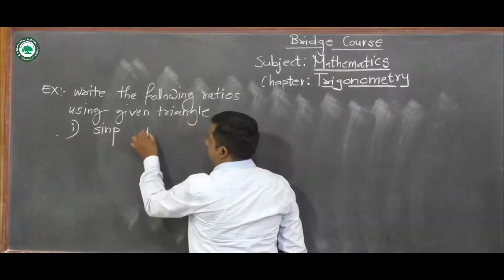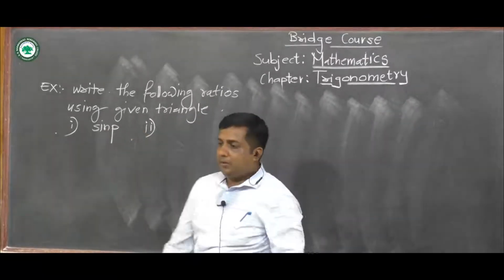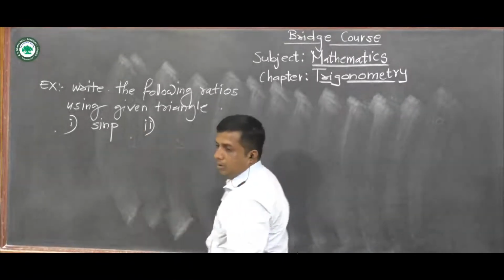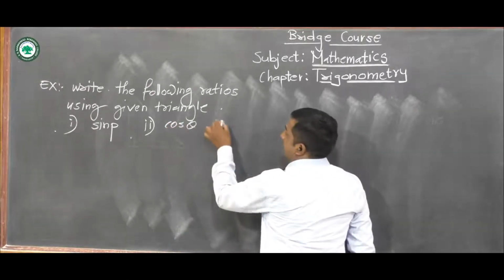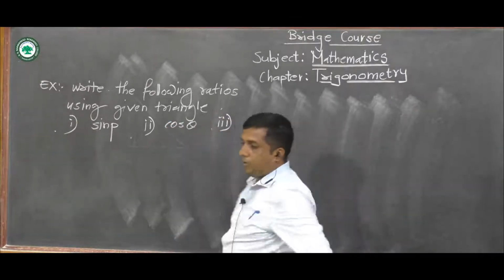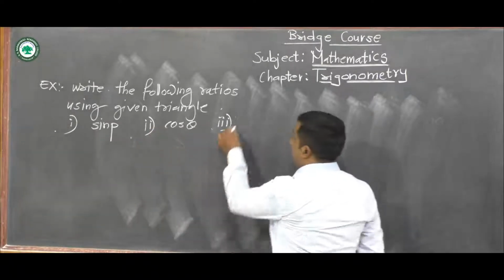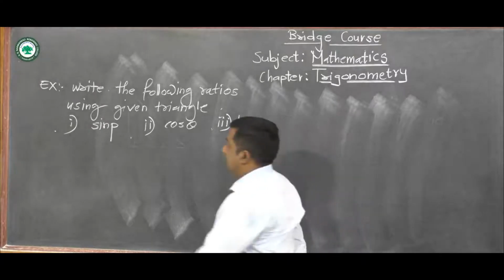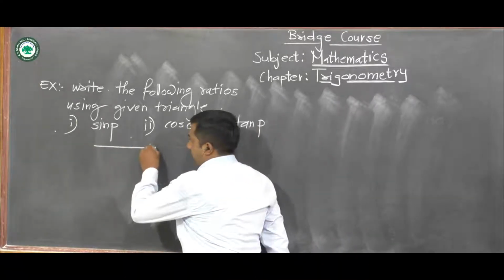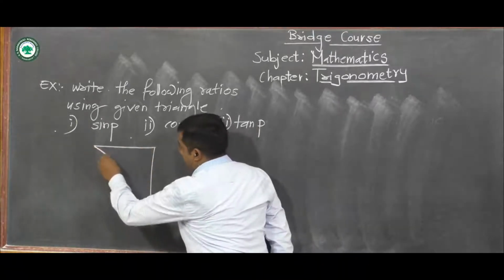In the second we have to find cos Q, and in the third we have to find tan P. And the given triangle is like this.